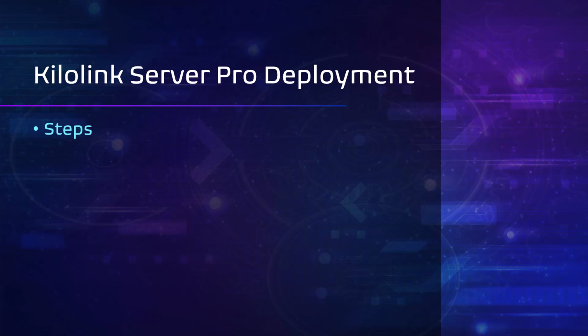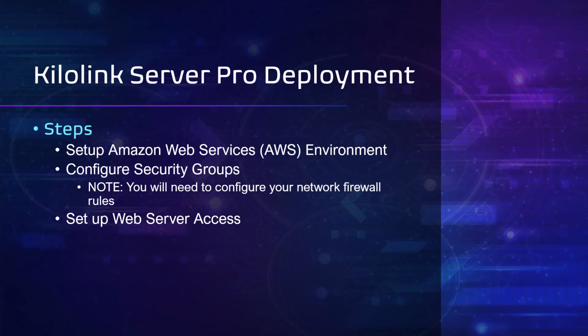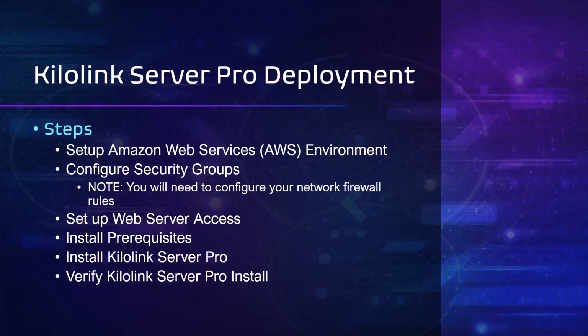The steps are pretty simple. First, we want to set up the Amazon Web Service environment, configure our security groups, and you will want to configure your network firewall rules as well. Set up web server access, installing the prerequisites such as Docker, and then installing the Kiloview Server Pro, and finally just verifying that the Kiloview server install worked.